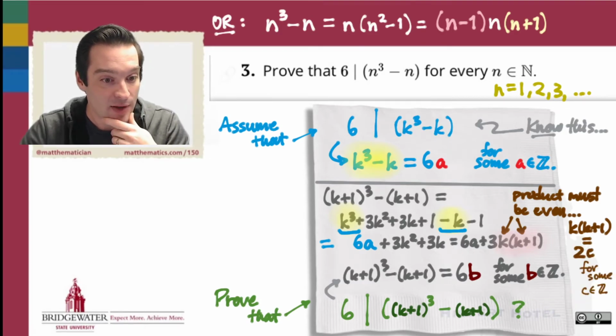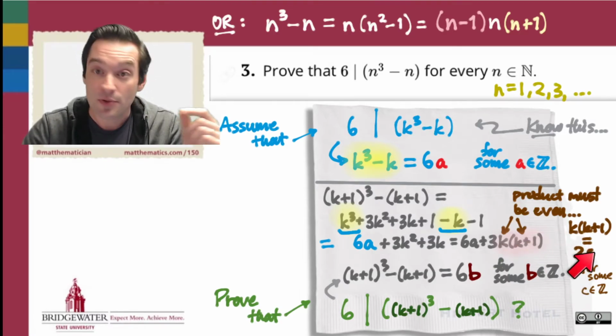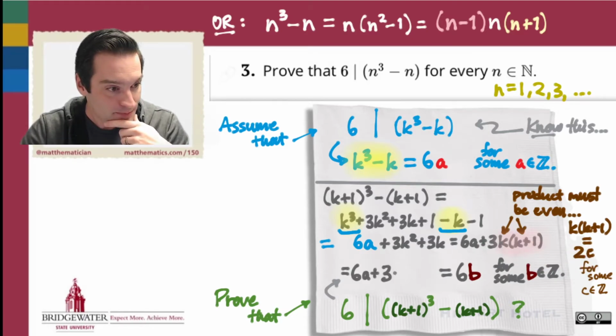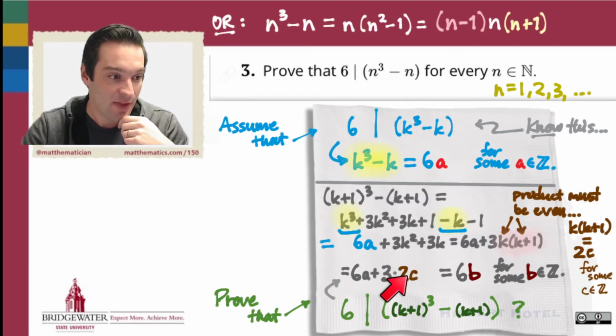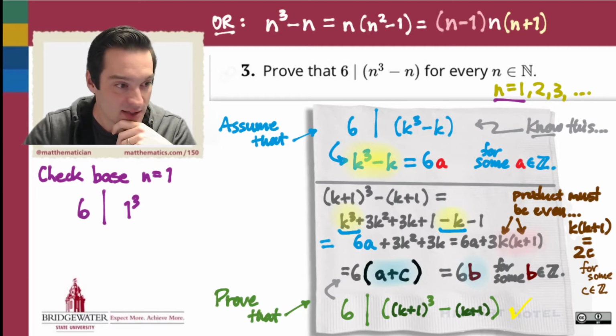So k times k plus 1 is equal to 2 times some integer, which we're going to call c. So there exists a c, which is an integer, such that k times k plus 1 is equal to 2c. And since that is equal to 2c, we can simplify this expression into 6a plus 3 times 2c, and then this 3 and this 2 come together to make a 6, and we can factor that 6 out to get 6 times a plus c.